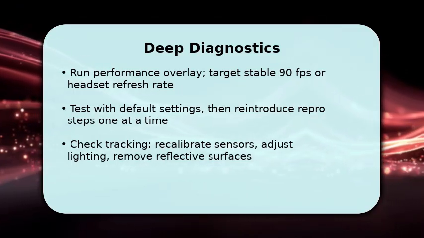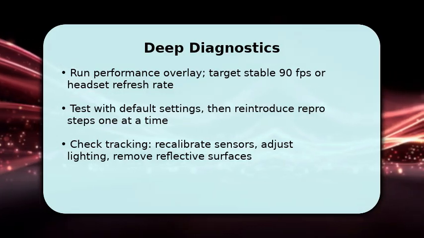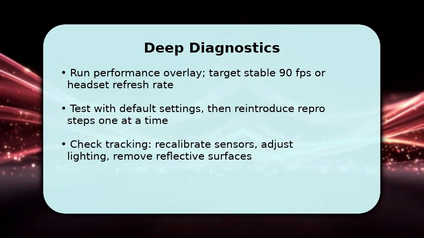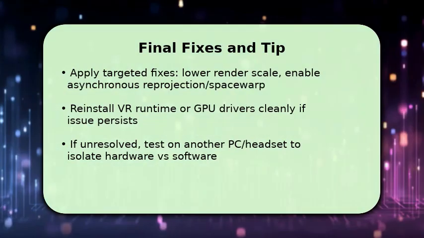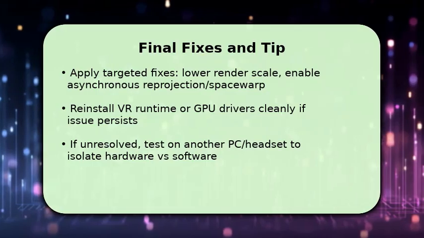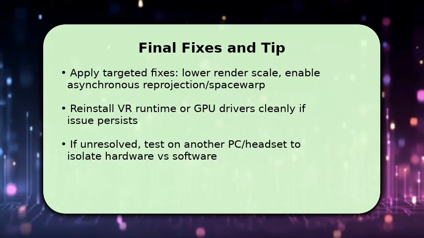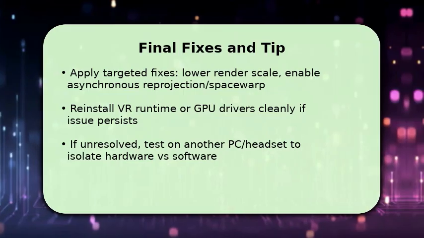For tracking problems, recalibrate base stations or inside-out sensors, adjust room lighting, and remove reflective objects, because optical interference often masquerades as software glitches. Finish by applying targeted mitigations. Reduce render scale or resolution, enable asynchronous reprojection or space warp to smooth frames, and check compositor settings.